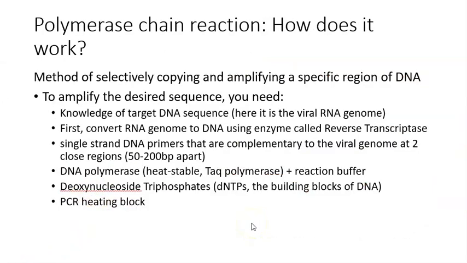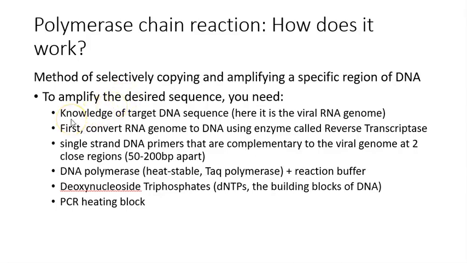Okay, so we're going to start off with polymerase chain reaction, and we're going to cover how this works and then how it is used to detect the SARS-CoV-2 RNA. So polymerase chain reaction is a method of selectively copying and amplifying a very specific region of DNA. Now remember, the virus has got an RNA genome. This test is for DNA, but we can get around that.